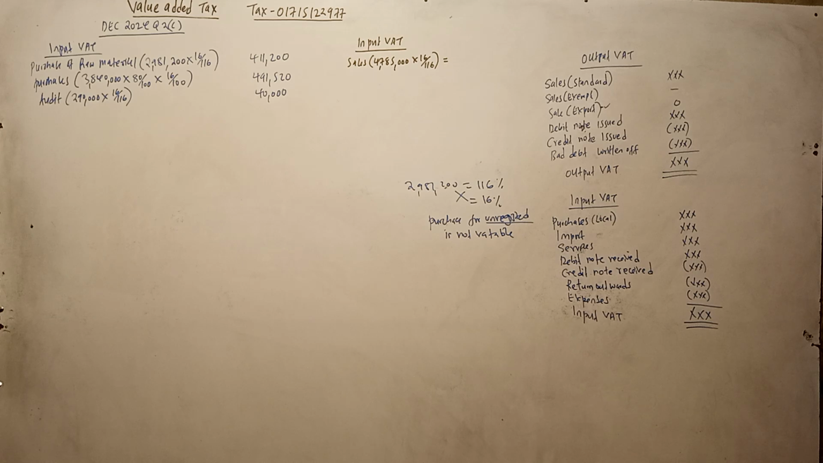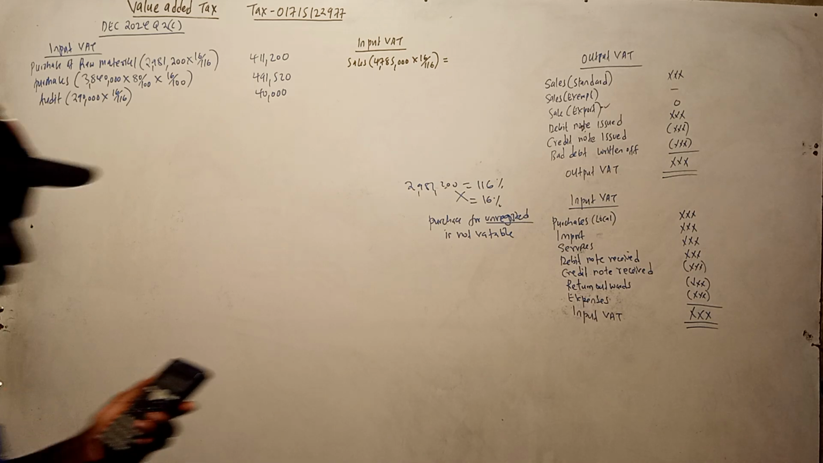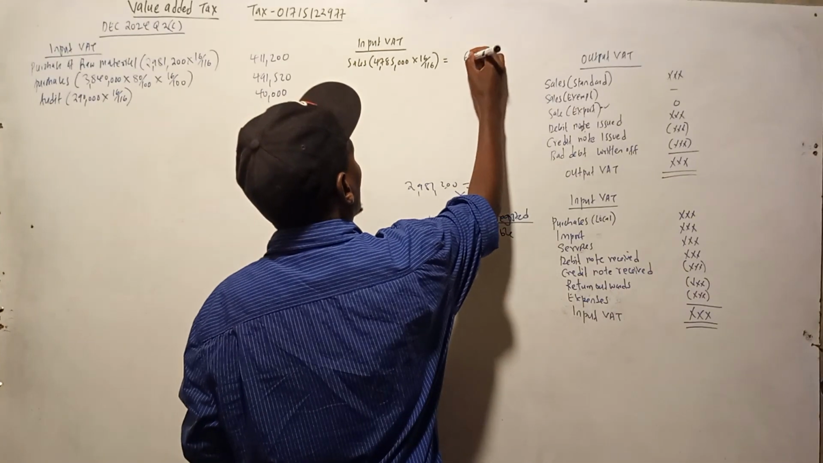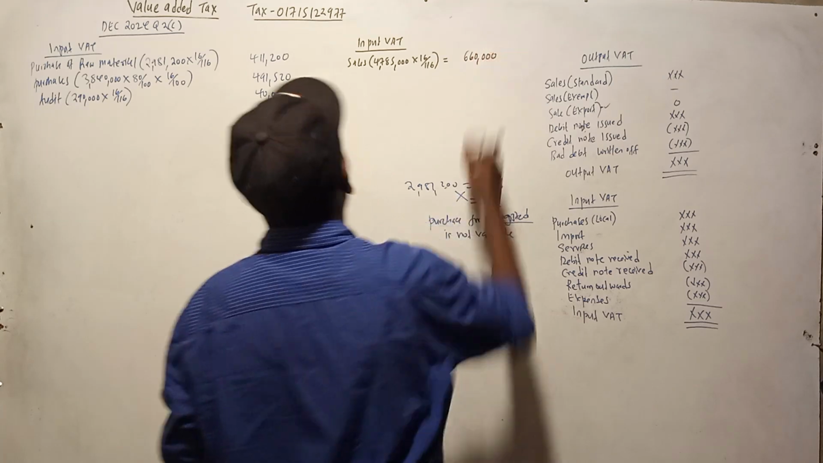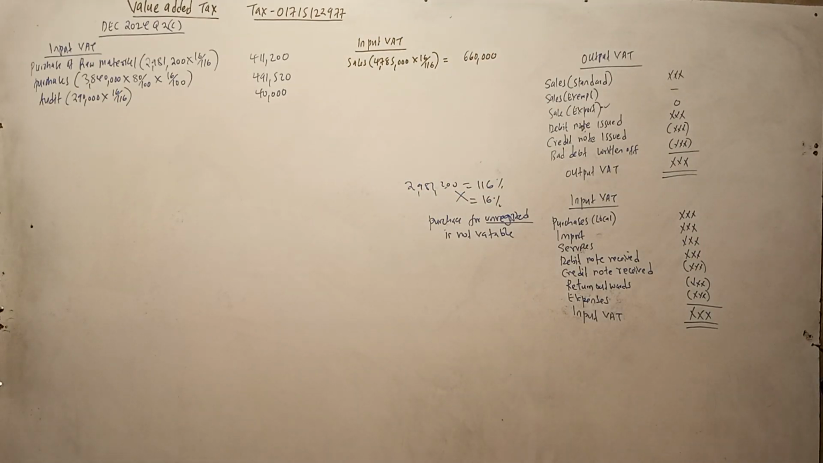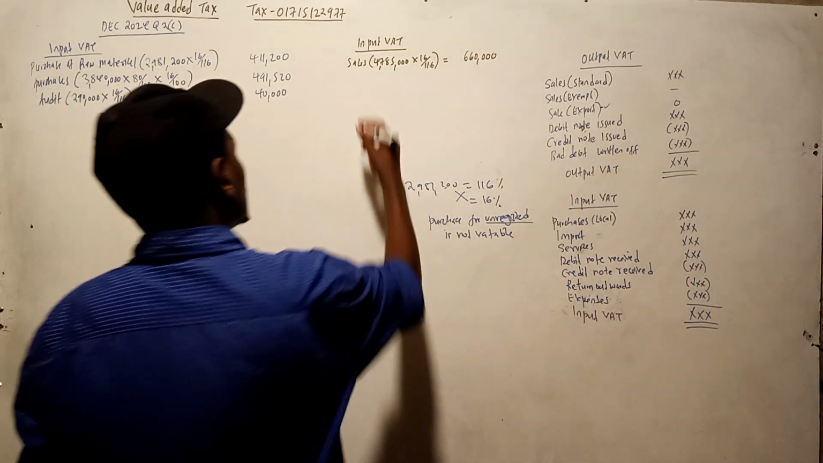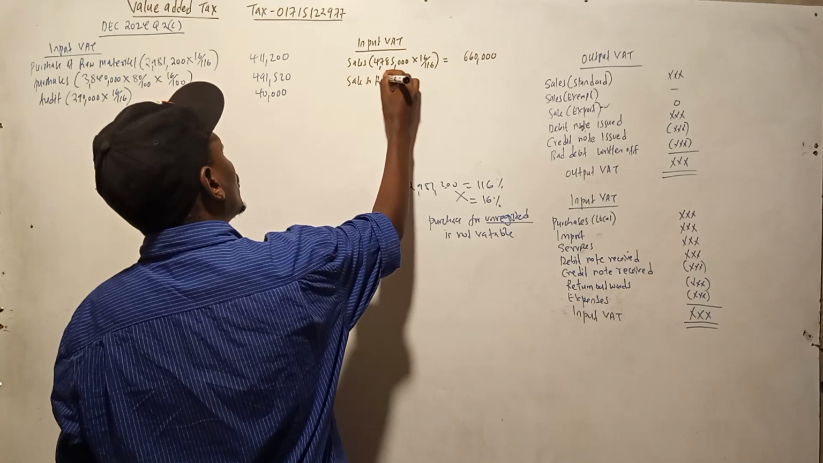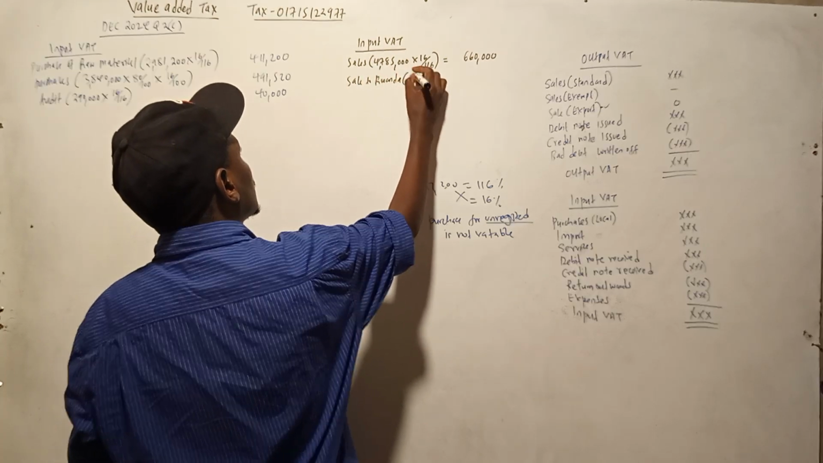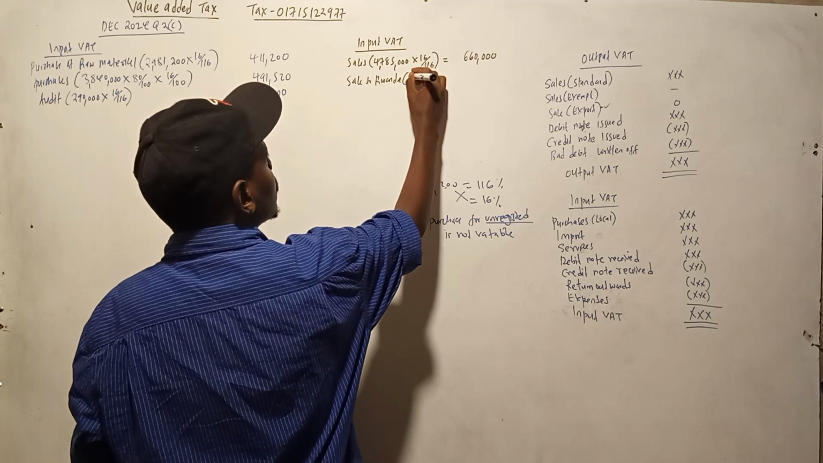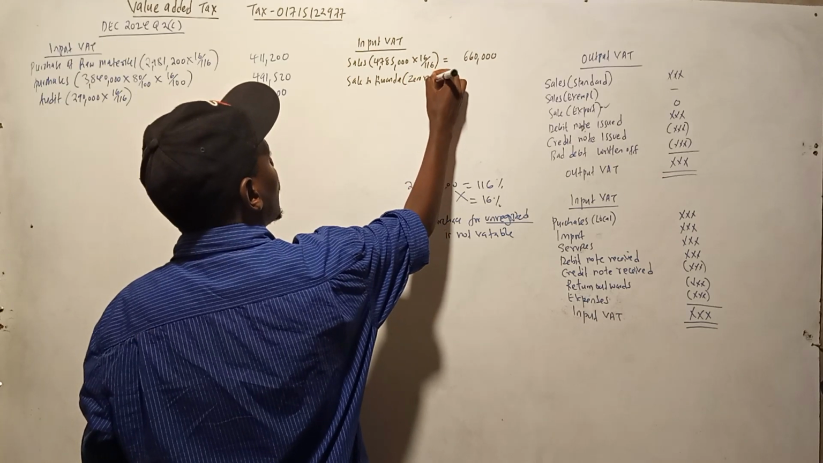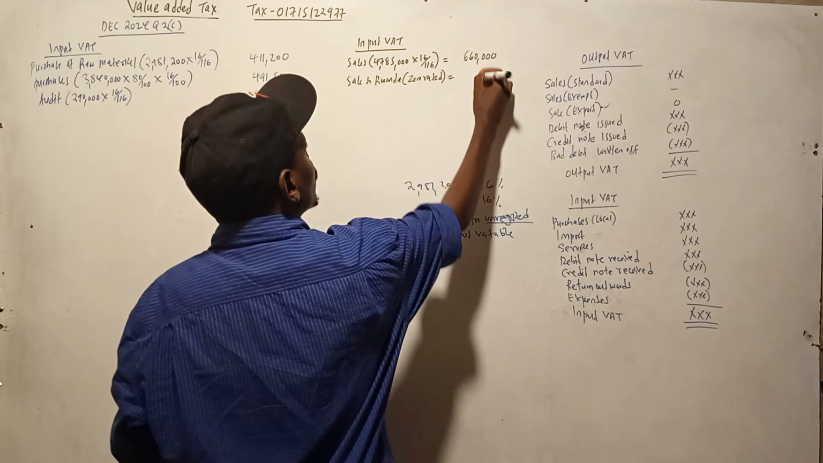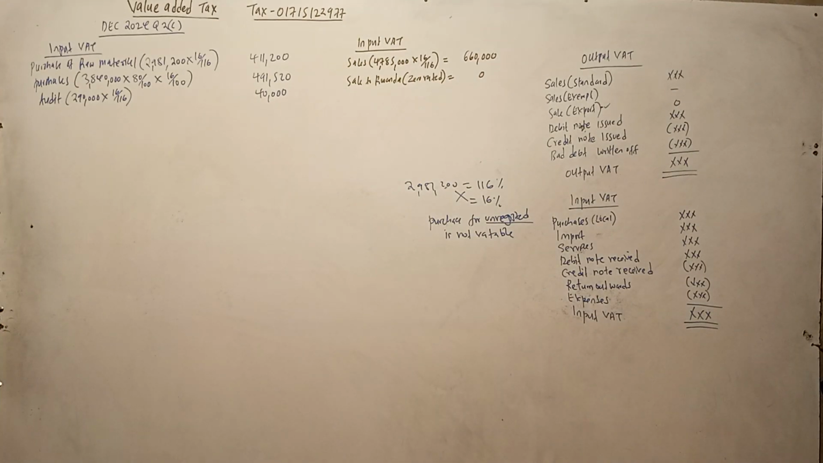4,785,000 times 16 over 116, that is 660,000. Then we have another sale, information number 12: sales to Rwanda. To Rwanda, we know that's outside the country. That is zero rated, so it's zero, outside Kenya.